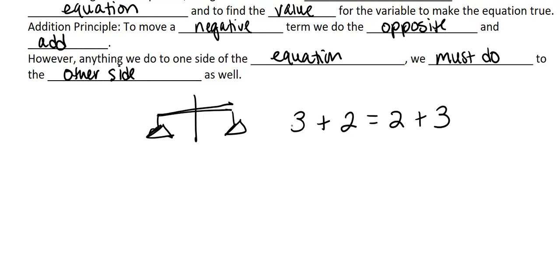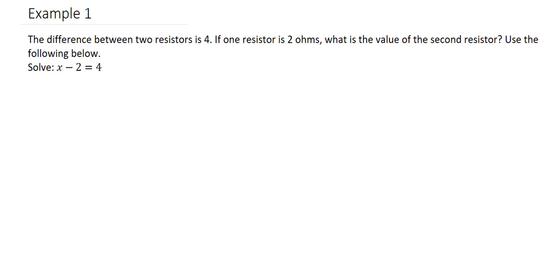So let's go over some examples. Example 1: the difference between the 2 resistors is 4. If one resistor is 2 ohms, what is the value of the second resistor? We're going to use the following: x minus 2 is equal to 4. We need to find a value for x to make this equation true.